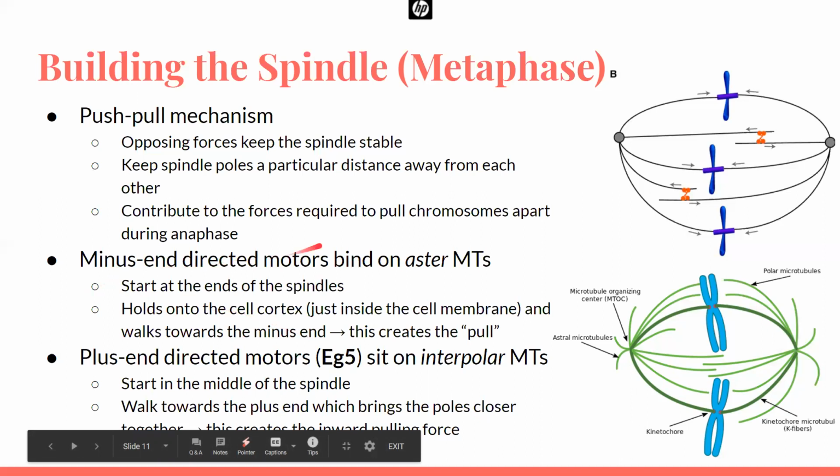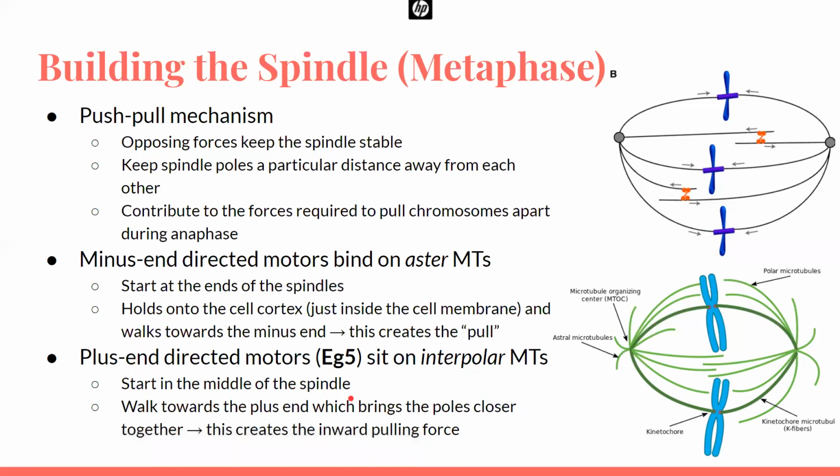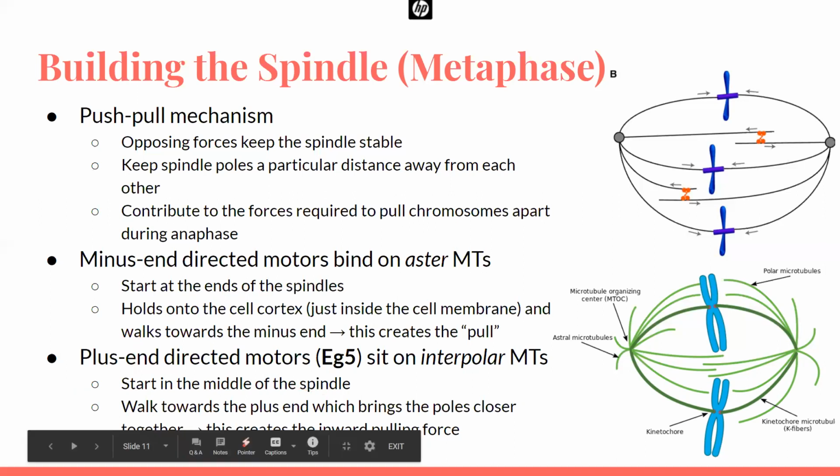So the main takeaways from here are that you have your minus-end directed motors, so Dynein, which bind on your aster microtubule. So they start on the outside. Plus-end directed motors sit on the interpolar microtubules and they start in the middle, on the inside. And then these guys walk to the plus end, these guys walk to the minus end. Minus ends pull, plus ends push. Does anyone have any questions? I'm kind of talking a little fast.